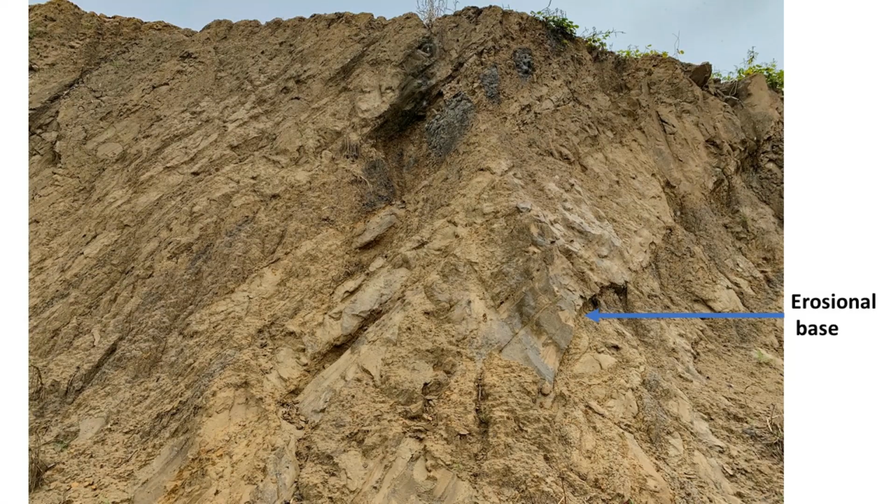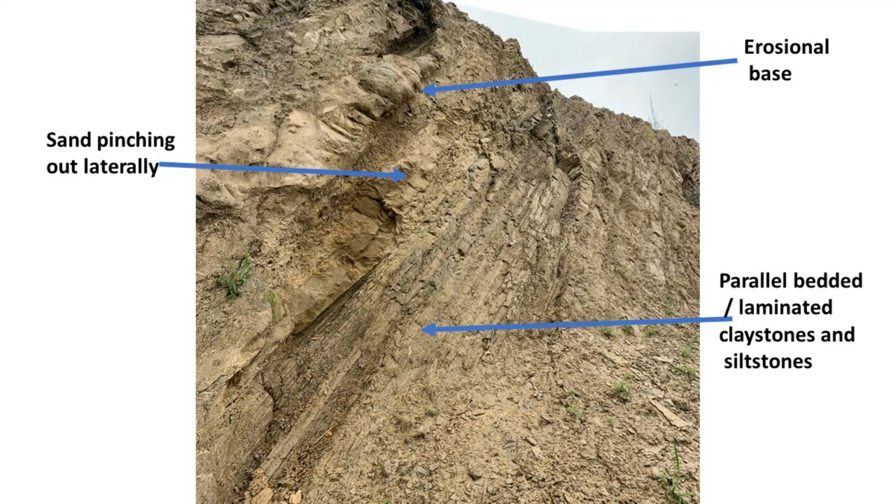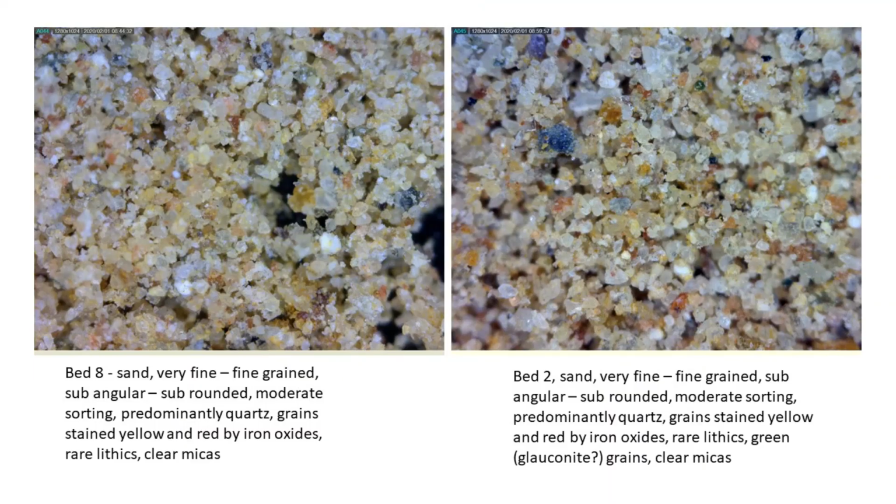Here we're looking at alternating sands and claystones. The sand has an erosional base while the claystones are parallel laminated. Sands here also exhibit an erosional base with the underlying claystones, and the overlying sands pinch out laterally. A close-up photo of Cruse sand, which is very fine to fine grained, looking at some outcrop of the Cruse member, moderate sorting.